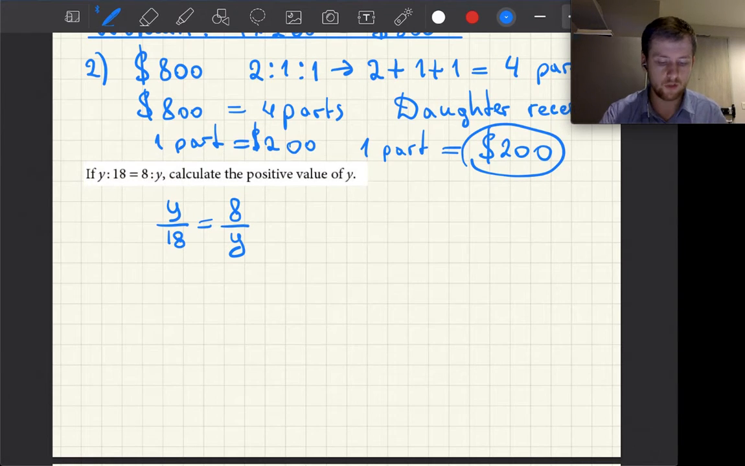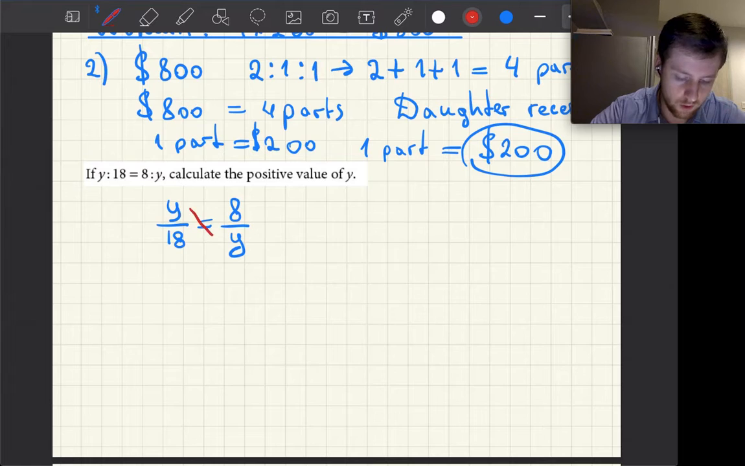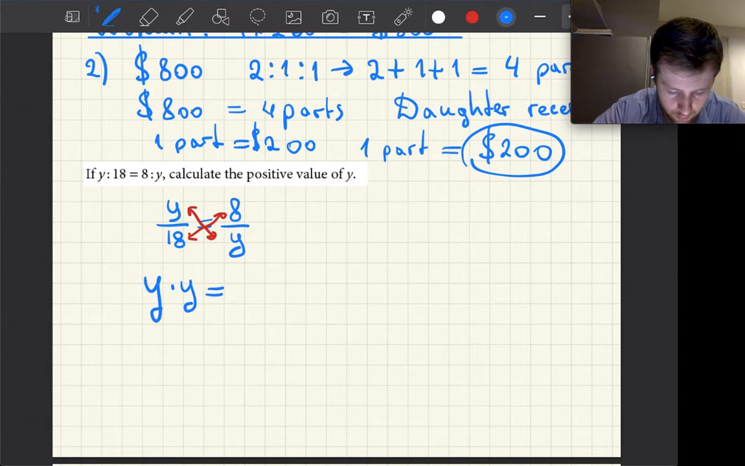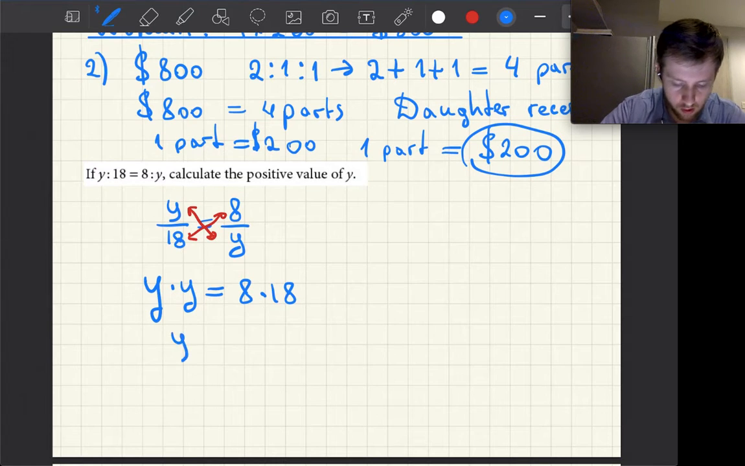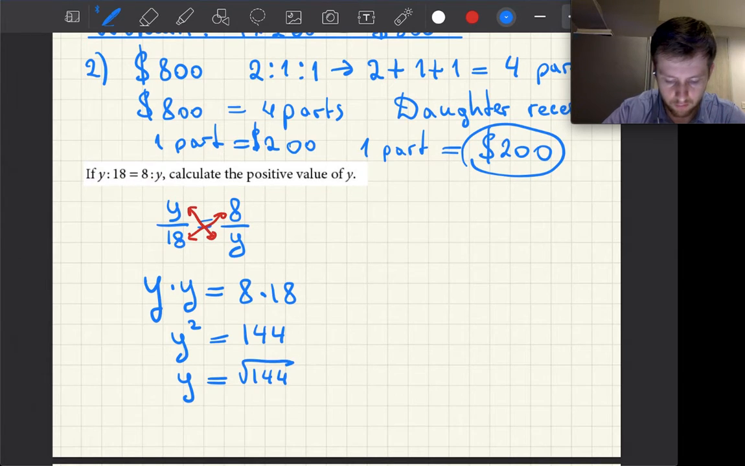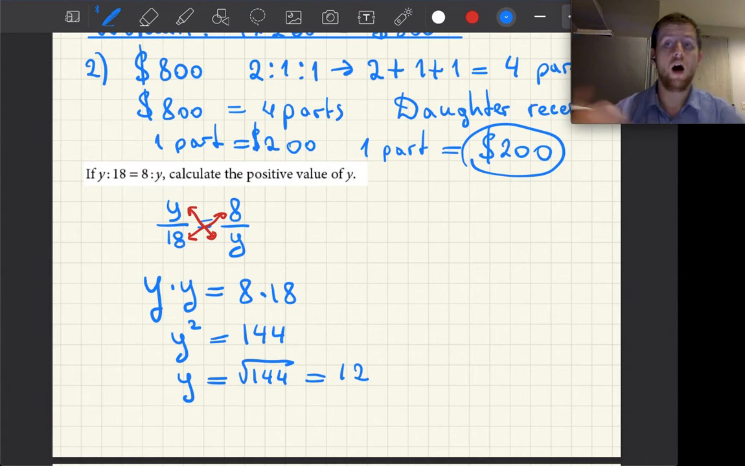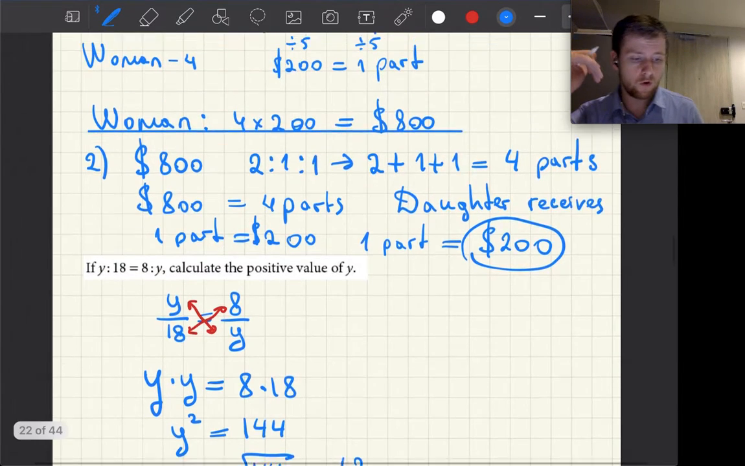So y over 18 equals 8 over y. We can cross multiply this, so we will get y times y equals 8 times 18. So y squared is equal to 144. It means that y is equal to the square root of 144, which is equal to 12. So that's an important thing: a ratio can be written as a fraction. Just pay attention to what's on top and what's on the bottom. Okay, that's it for ratio.